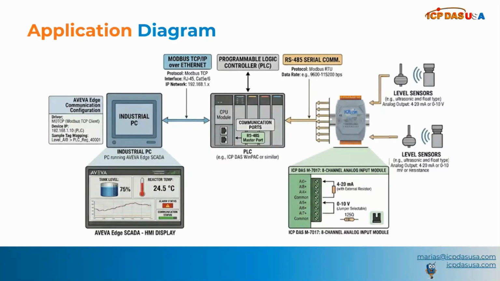AVEVA Edge SCADA software pulls data from the network and scales the raw numbers into meaningful information like reactor temperature and gallons for tank level. The data is displayed over a real-time visual dashboard for operations to ensure systems are operating as expected. The data is collected and logged at desired time intervals, like every minute, and reports are generated that include the date, time, and the measurement of the tank level and reactor temperature. Minimum and maximum levels are established, and a warning log is included in the daily report.